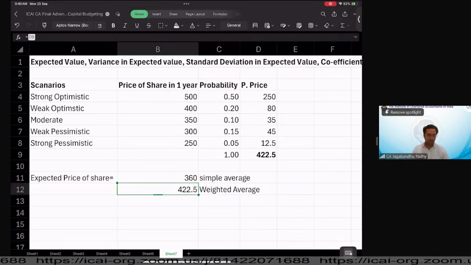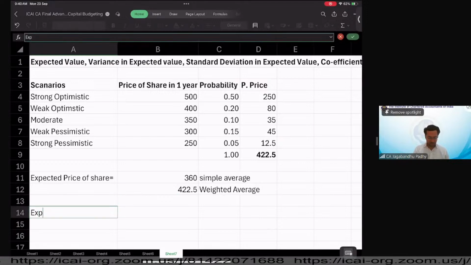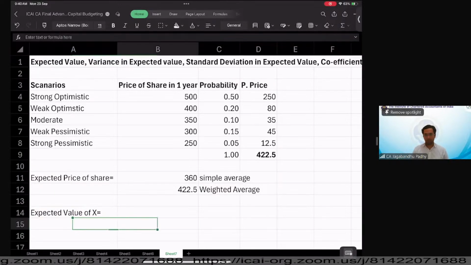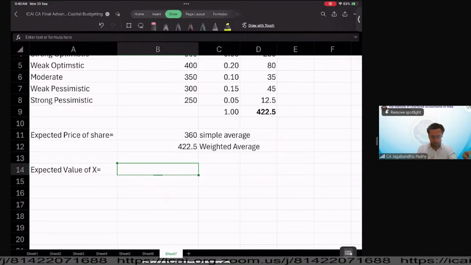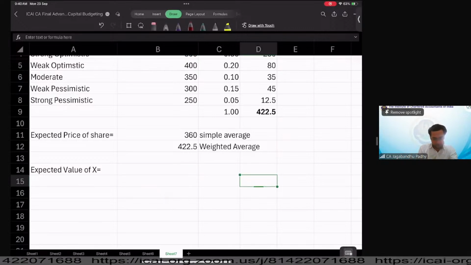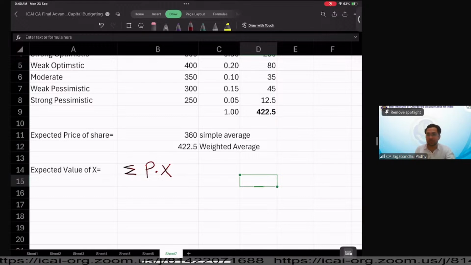So if I ask you, what's the formula for expected value? How do we get the expected value of X? Just as we did over here, expected value of X is simply the summation of probability into X.